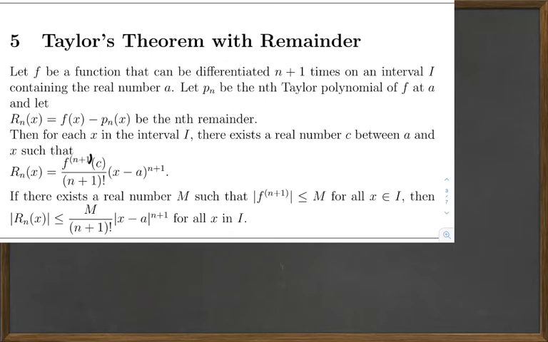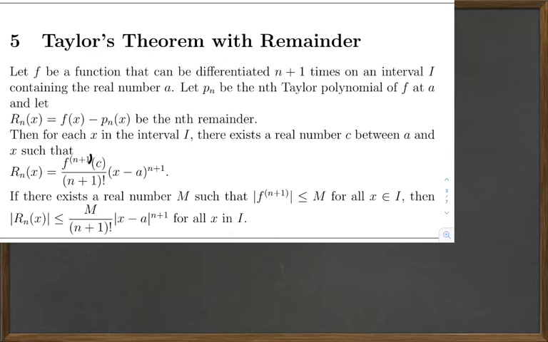So Taylor's theorem with the remainder says: let f be a function that can be differentiated n plus 1 times on an interval I, containing the real number a. Let p sub n be the nth Taylor polynomial of f at a, and let r sub n of x equal f of x minus p sub n of x. That's going to be the remainder, the part where the Taylor polynomial and the function are not in agreement. The remainder will be the part that makes sure that they are equal.